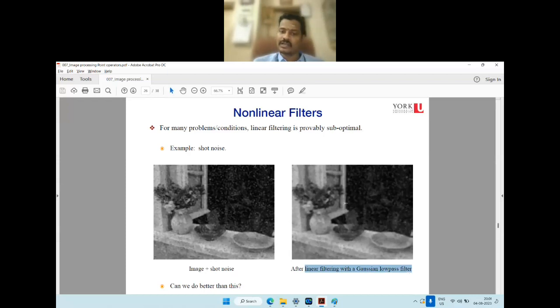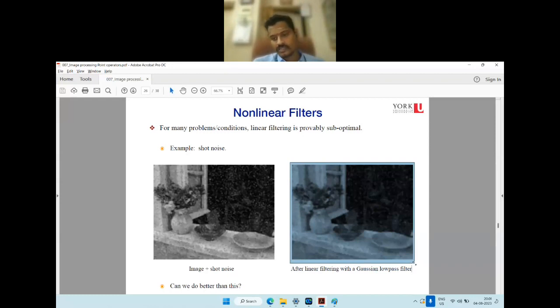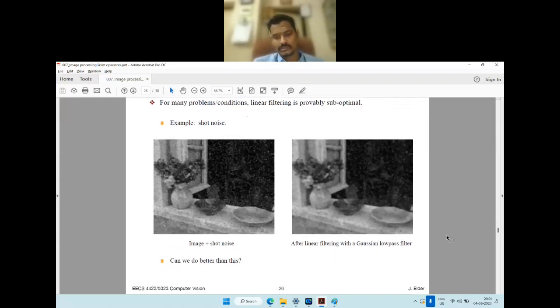Low pass filter. Right? We got the image like this. Is it clear? Similar to the original image? No. Ultimately, there is not much difference before and after the application of the filters. So can we better improve the performance of the filters? Yes. How? Using nonlinear filters.